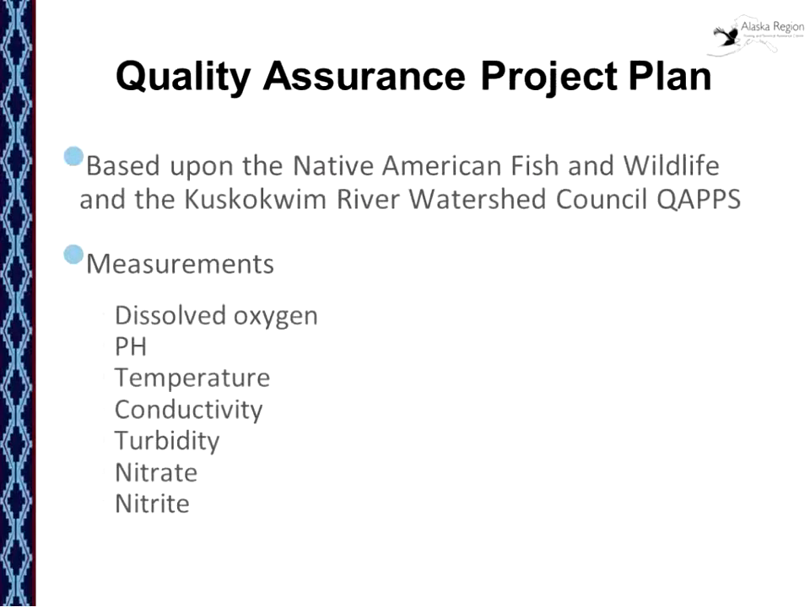Our Quality Assurance Plan was based upon the Quality Assurance Plan developed by the Native American Fish and Wildlife Society and the Kuskokwim River Watershed Council. The tribe took 7 measurements to look at the health of the river. These included dissolved oxygen, pH, temperature, conductivity, turbidity, nitrate, and nitrite.